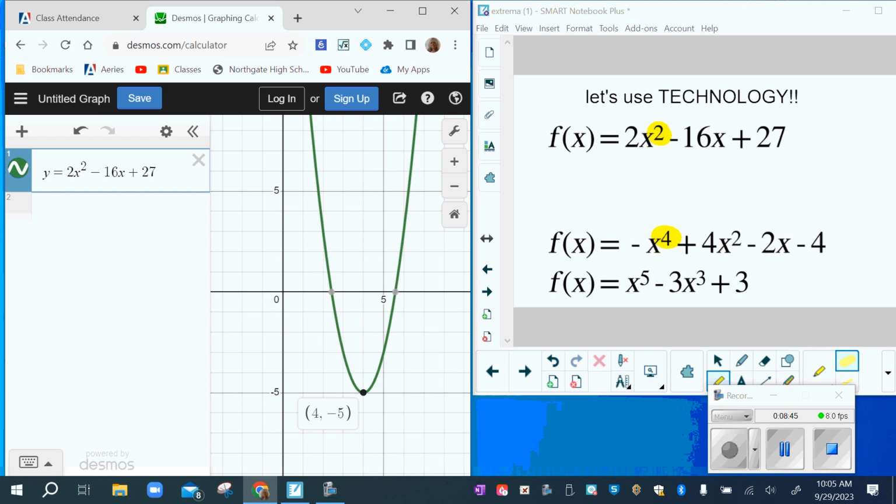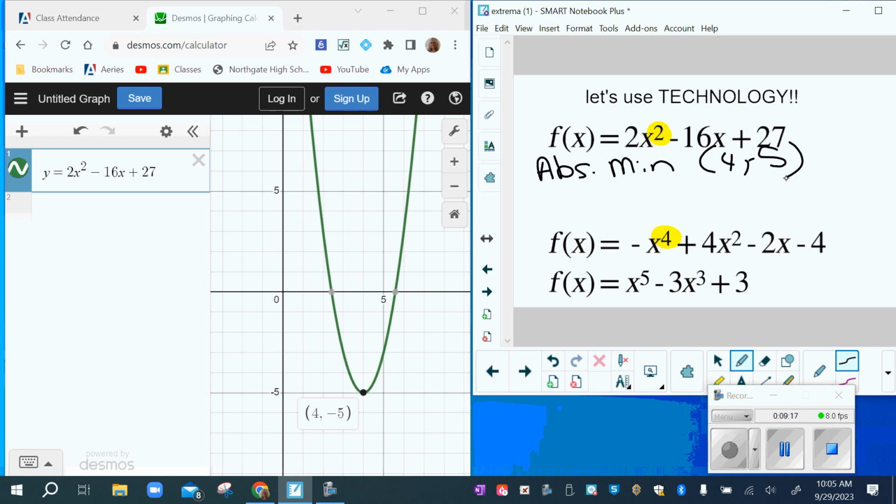Now, if you're using a graphing calculator, you got to go into calc and have it do max and min, which is fine, but Desmos does it automatically, right? So on this one, there is no place lower on this graph. That is absolutely the lowest. So what we're going to write is that it has an absolute minimum at 4, -5. So easy, right?